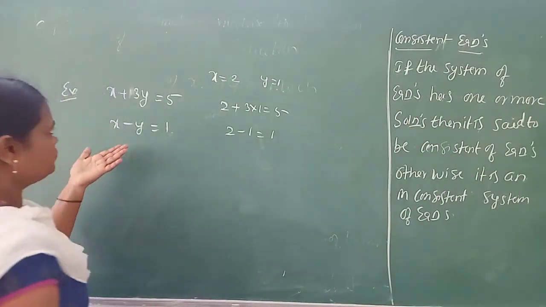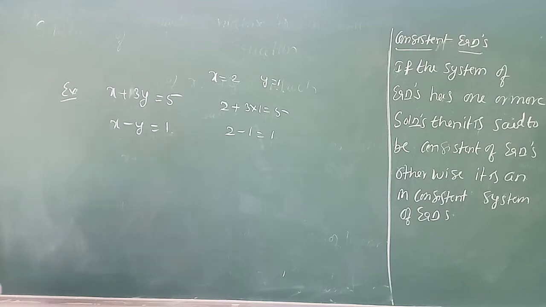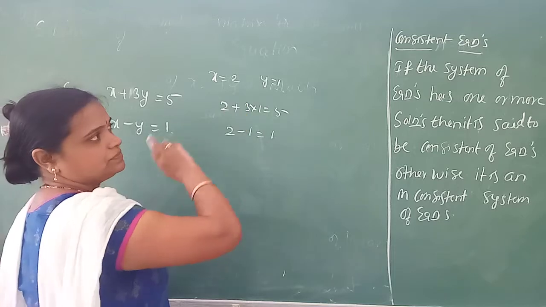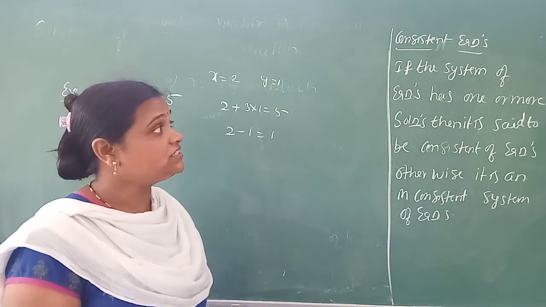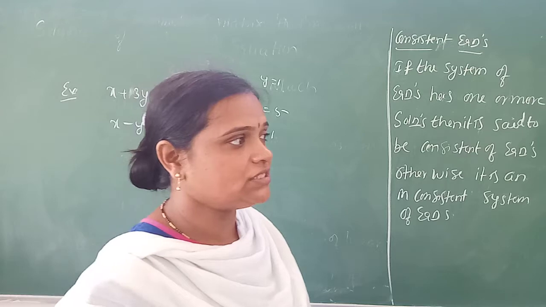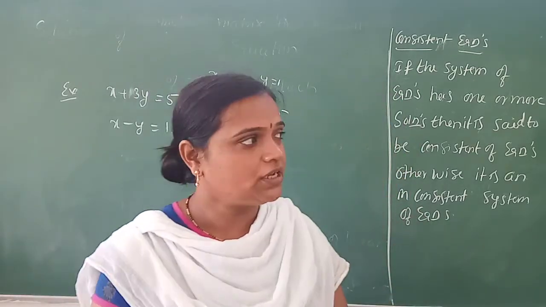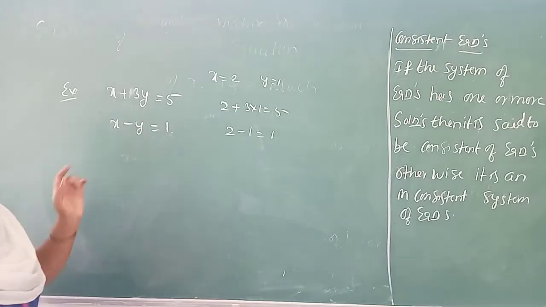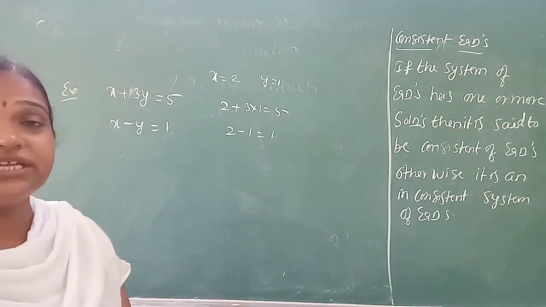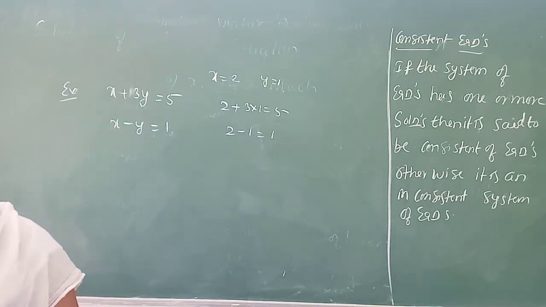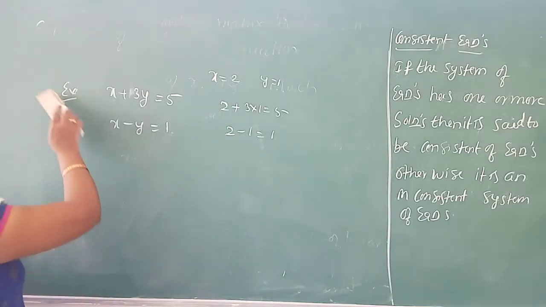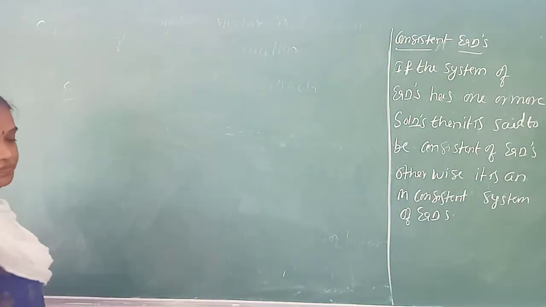See, we consider this example. How many solutions exist here? Here x is 2, y is 1. We say a system is consistent if it has one or more solutions. Here we have a solution, so we say this is which type of equation? Consistent equations.